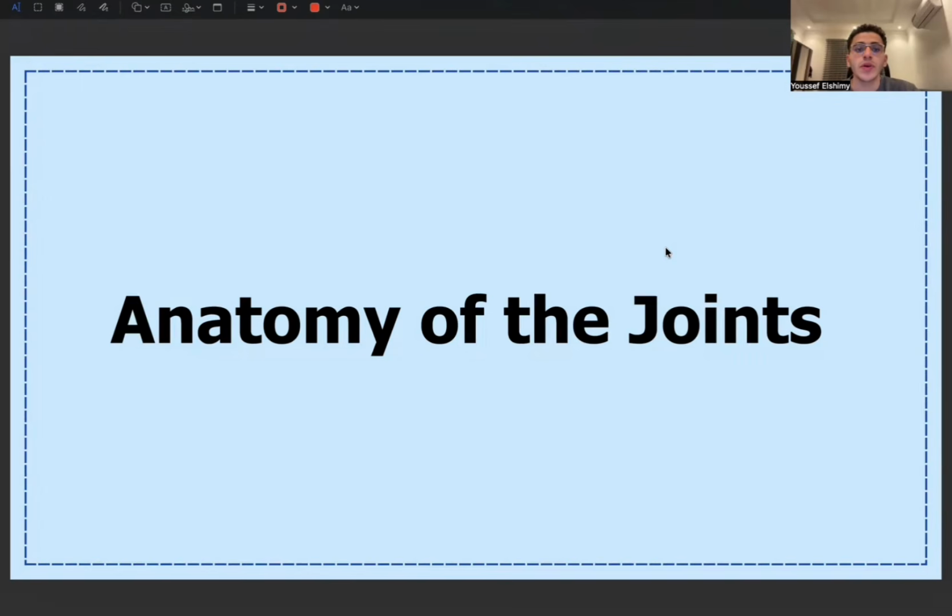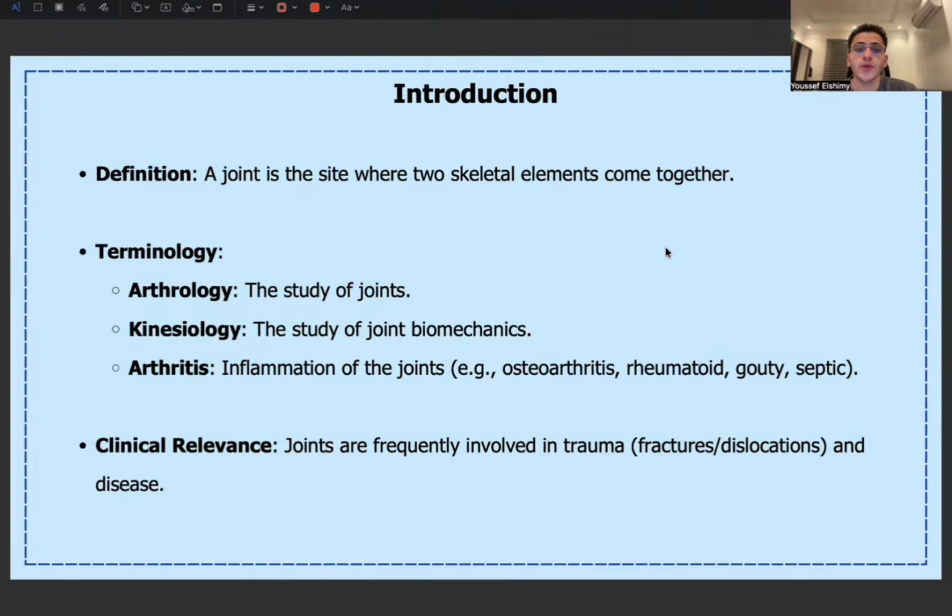All right, starting with the anatomy of the joints. So a joint is the site where two skeletal elements come together or where two bones meet. And we have some terminologies that we need to cover. The study of joints is called arthrology. So since we're currently studying joints, we're doing arthrology. Then kinesiology is the study of joint biomechanics. So anything related to the physics and the movement behind joints is called kinesiology.